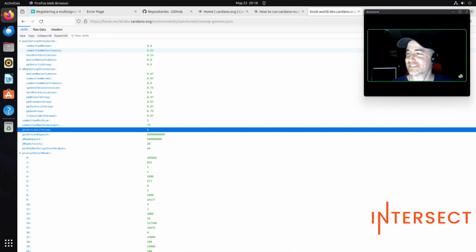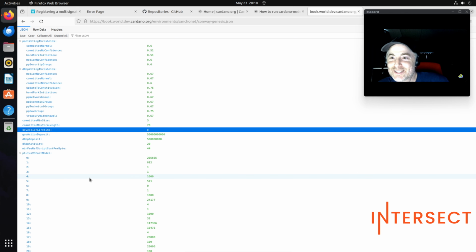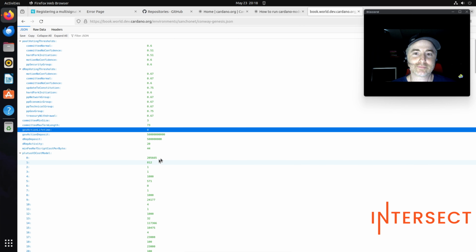Yeah, that's 40 days. That's correct. Month and a half. So yeah, that's very interesting. So the deposit to do an action is 50,000 ADA, and that's refundable then after those 8 epochs?